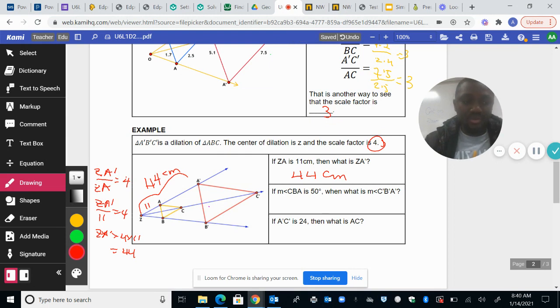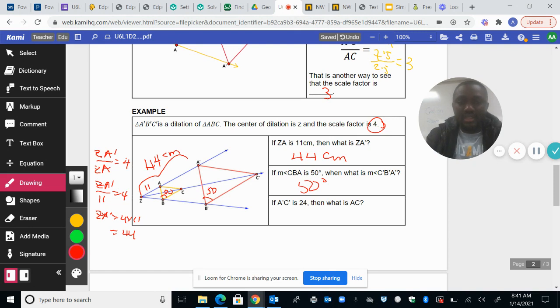We also said that under dilation, the angles are congruent, so we don't have to bother ourselves. So angle CAB, this angle here, is 50, which means C prime, B prime, A prime, since they are congruent, is also going to be 50. So C prime, B prime, A prime is also 50 degrees, okay? Because under dilation, angles are congruent, and the sides are similar, and they can be measured by the scale factor, okay?